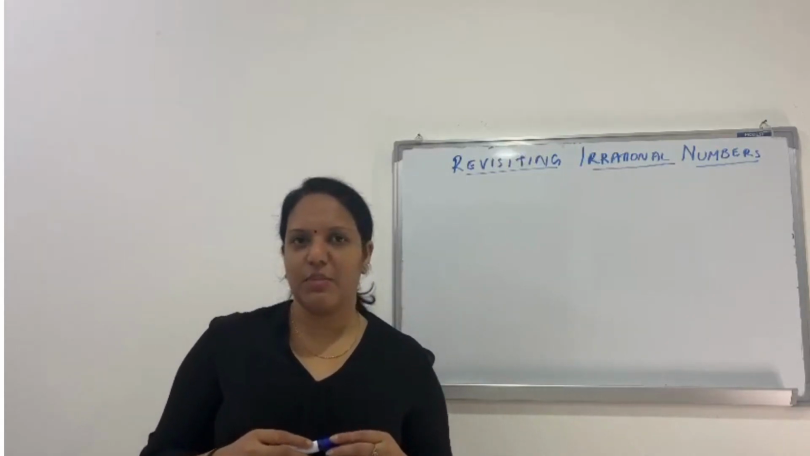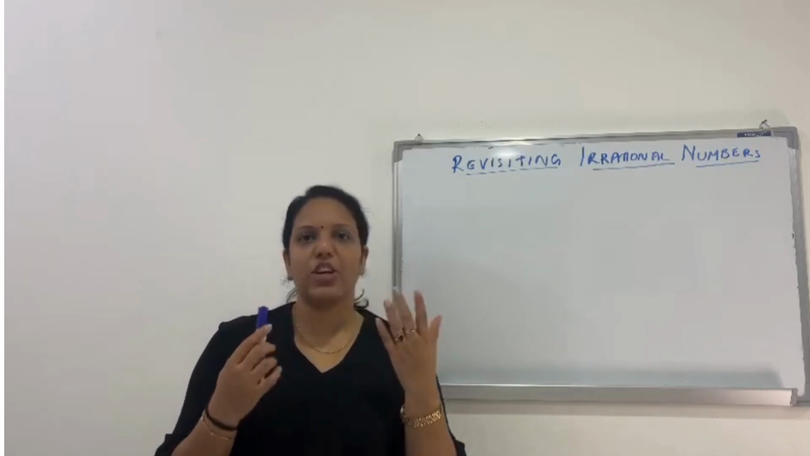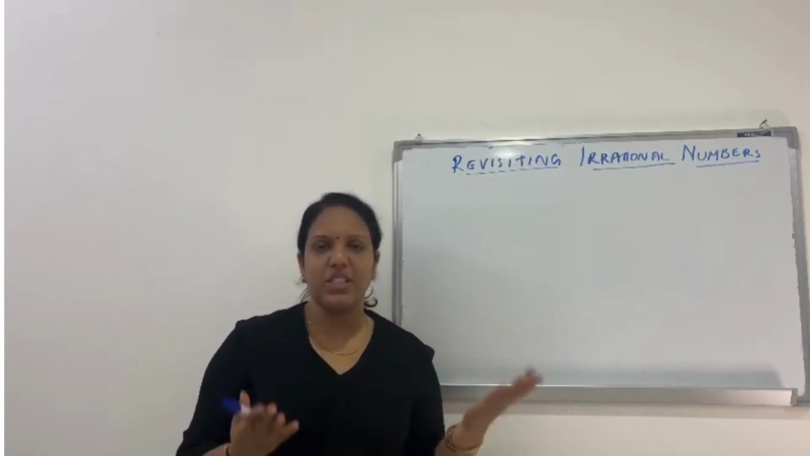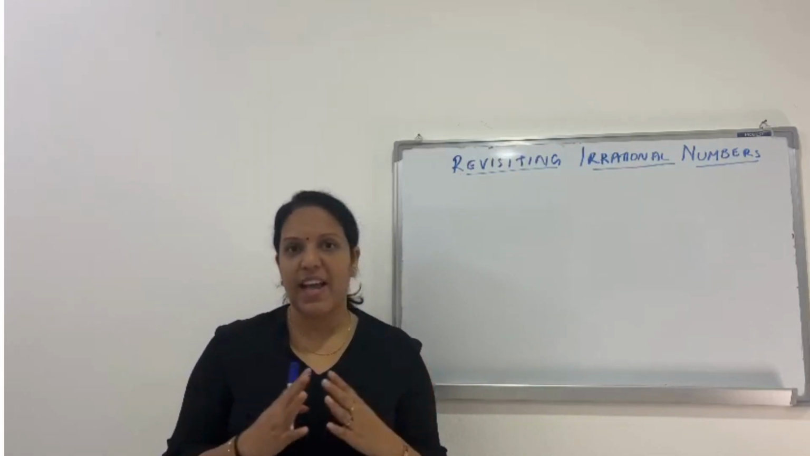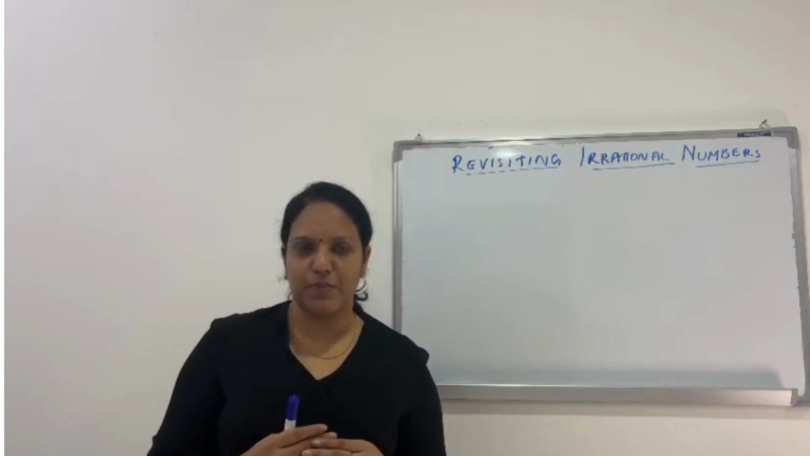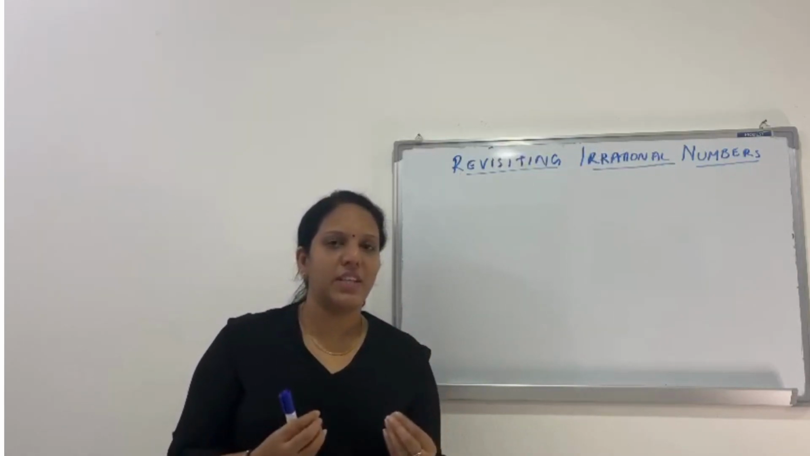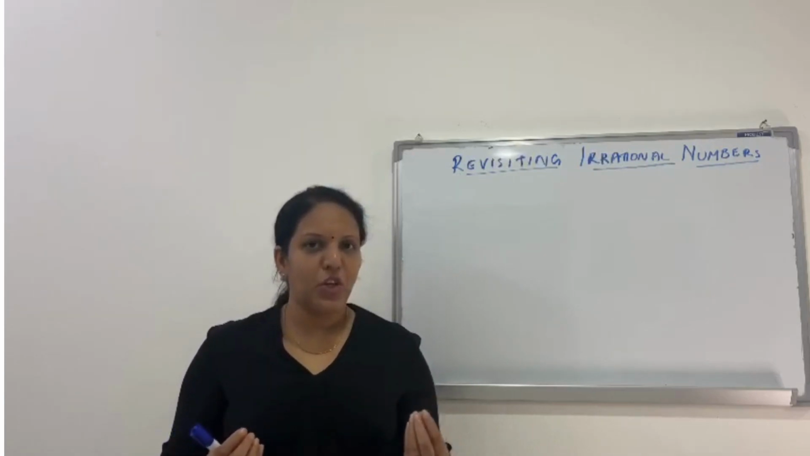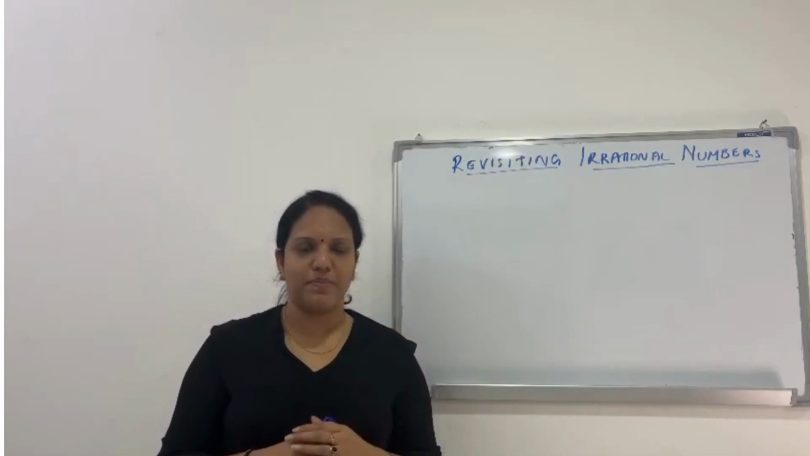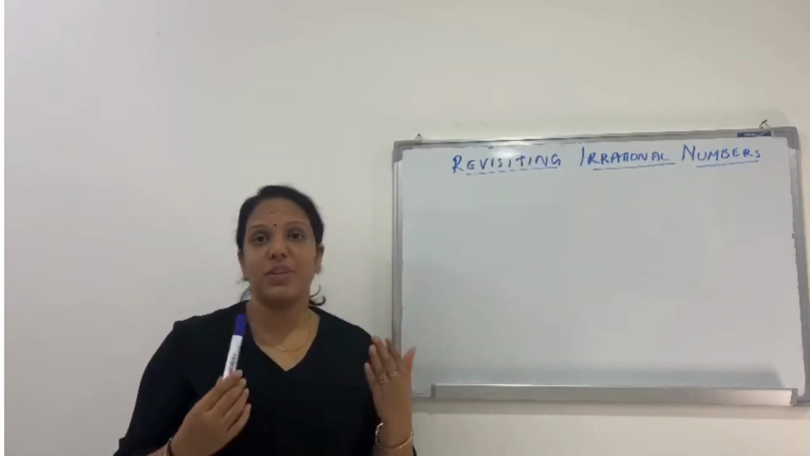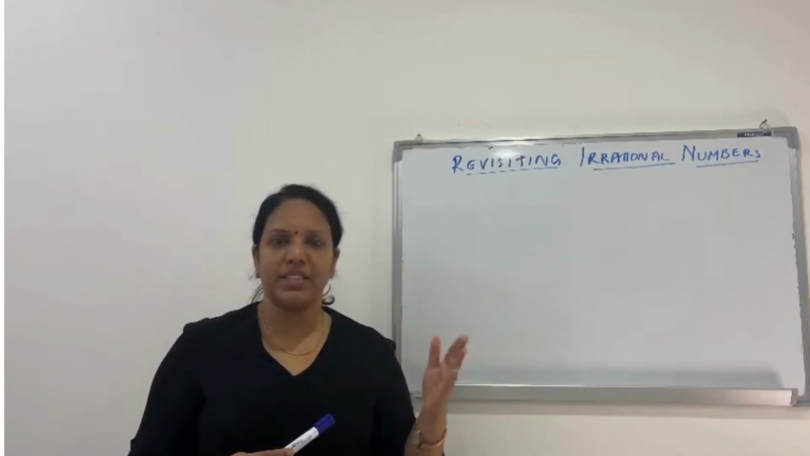What are irrational numbers? We all know they are numbers which cannot be expressed in the form of p by q, where p and q are integers and q not equal to 0. Irrational numbers are numbers which cannot be written in the form of p by q, where p and q are integers and q not equal to 0. Examples of irrational numbers are square root of 2, square root of 3, number pi, etc.